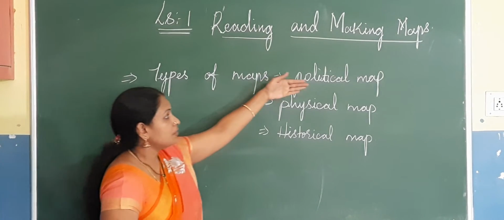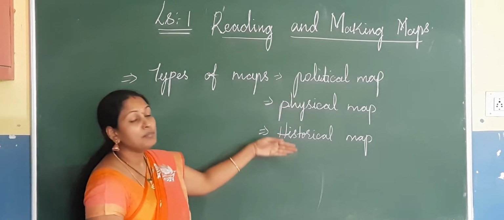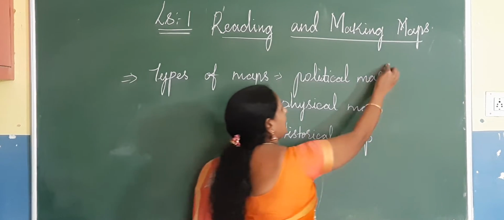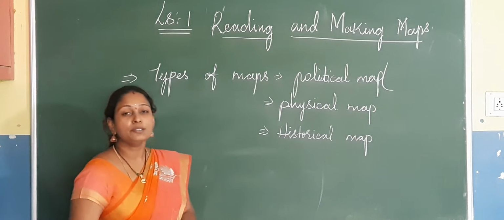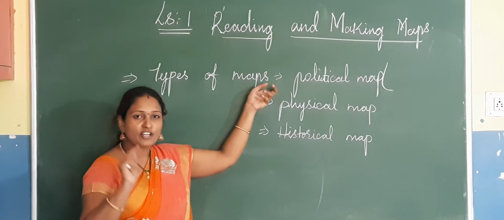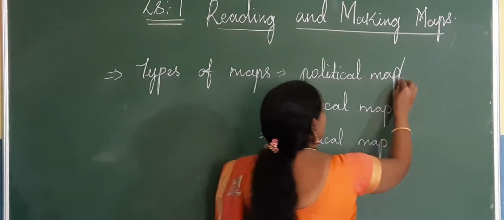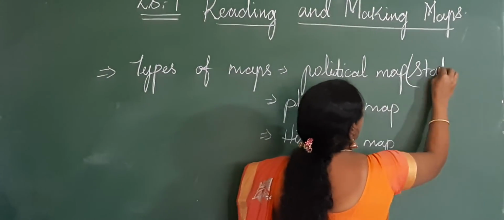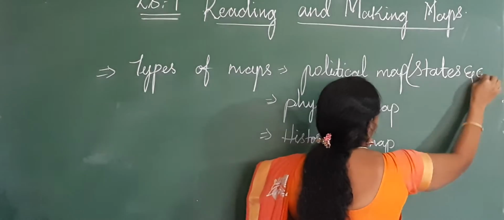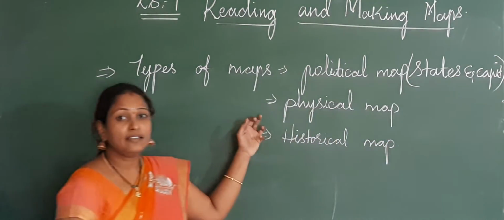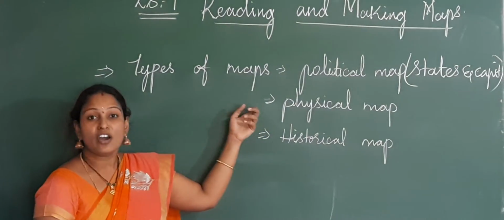Types of maps: political map, physical map and historical map. So what do you learn in political maps? Just have a look at the picture of a political map on your screen. In a political map, you are going to learn especially states and their capitals. Right children.